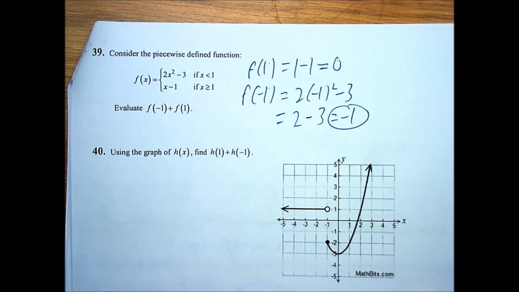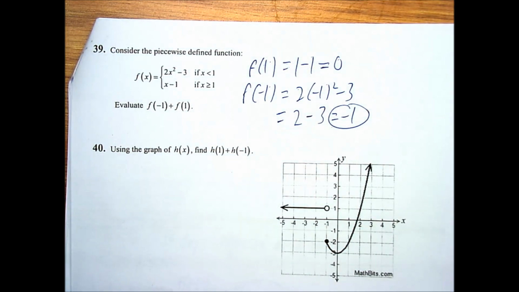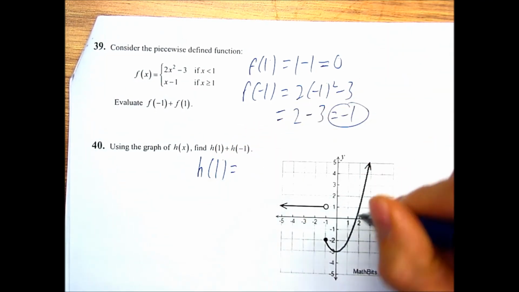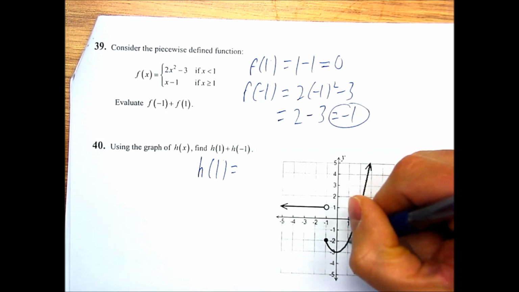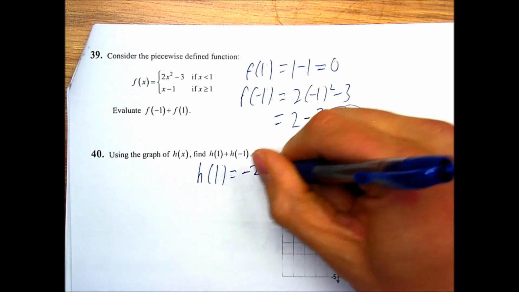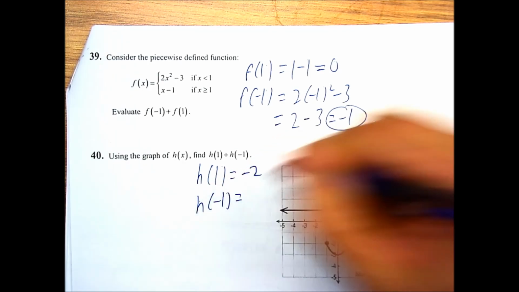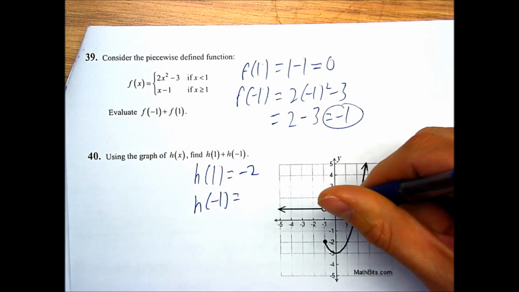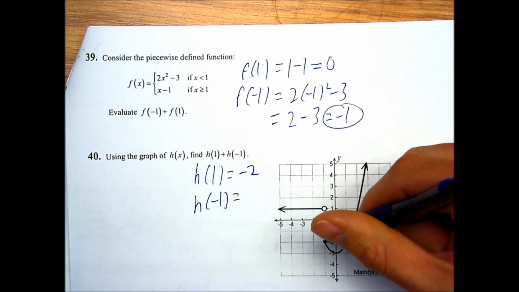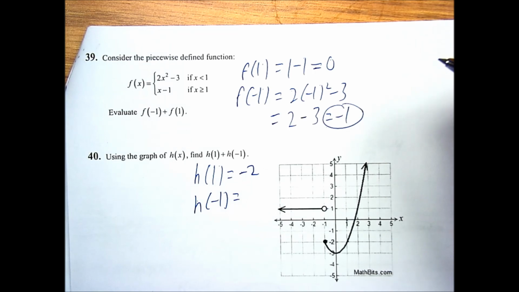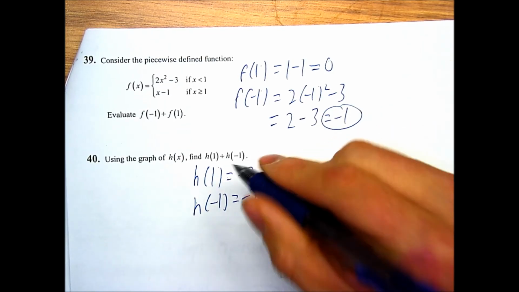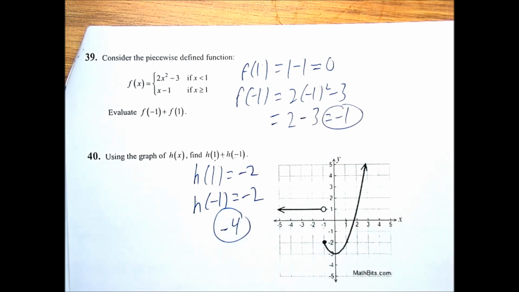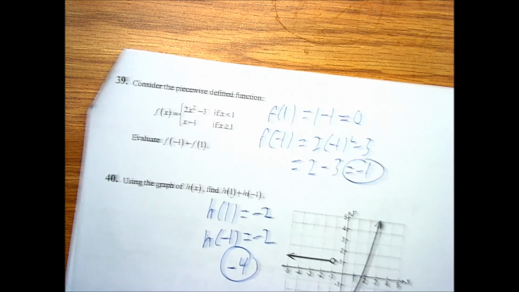All right, using the graph, find h of 1 plus h of negative 1. h of 1 is the function's value when x is 1. So at 1, y is negative 2. h of negative 1 is the function value at negative 1. This open circle means that that's not the value to use when x is negative 1 there. Use the value with the closed or the filled circle. So h of negative 1 is also negative 2. Negative 2 plus negative 2 is negative 4. That's my answer here.